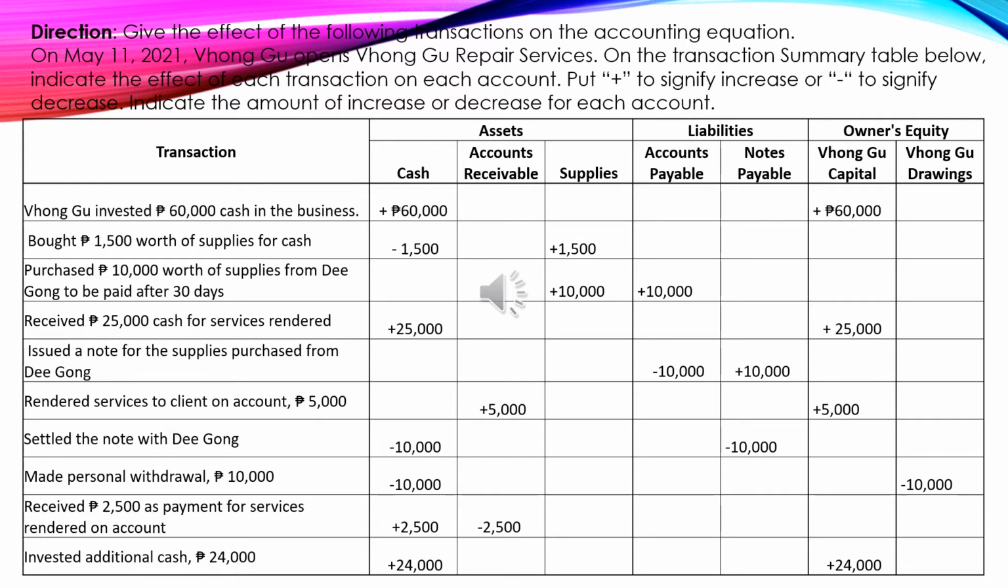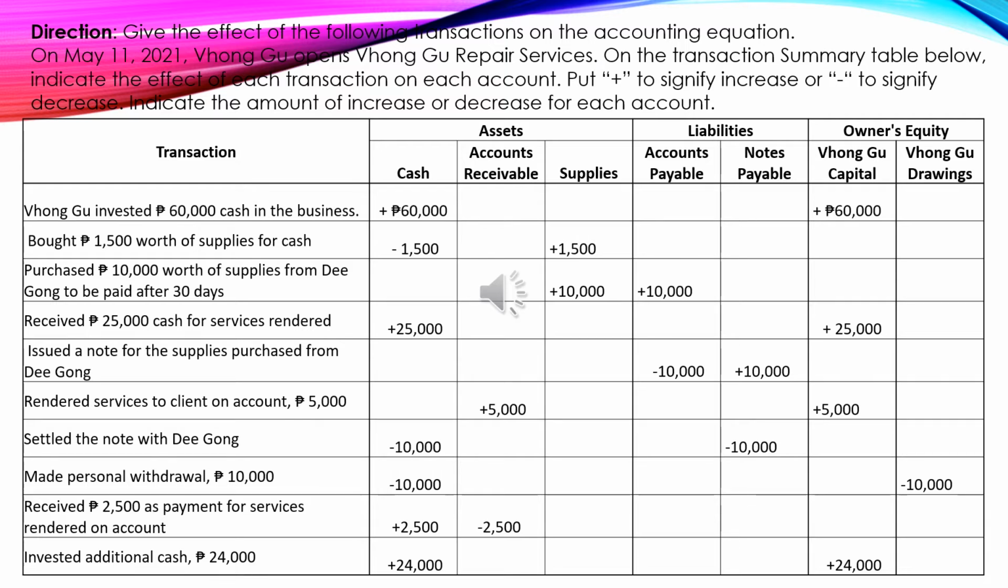But take note, class, that will not be an added liability on the part of Vonggu. The liability will remain 10,000, but from being recorded as accounts payable, it will be converted to a notes payable. So as you can see there, it was a decrease in accounts payable of 10,000 and an increase in notes payable of 10,000. But just the same, the liability remains 10,000.